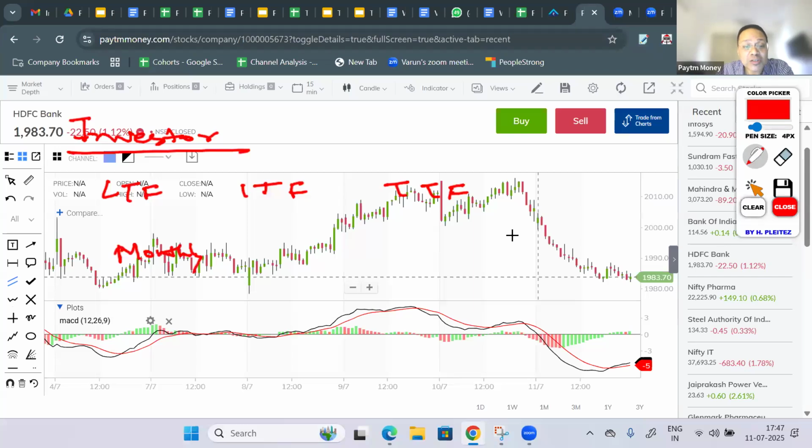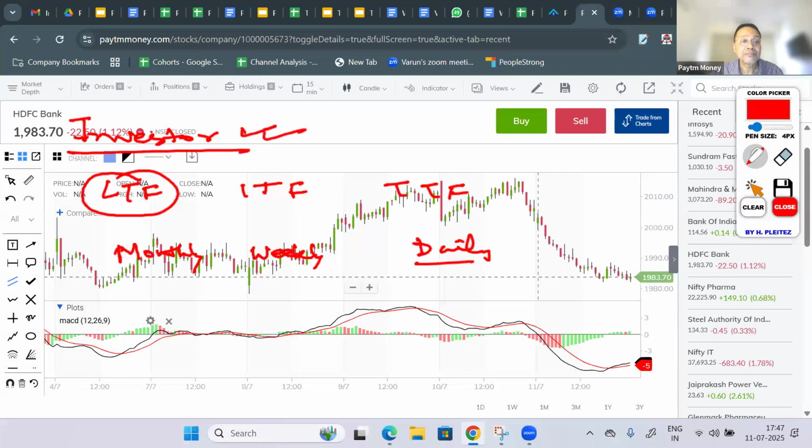Right? What is your ITF? Weekly. What is your TTF? Daily. Correct? Okay. So where are we going to start? LTF, that is monthly. If you are an investor, you are going to start with a monthly chart.